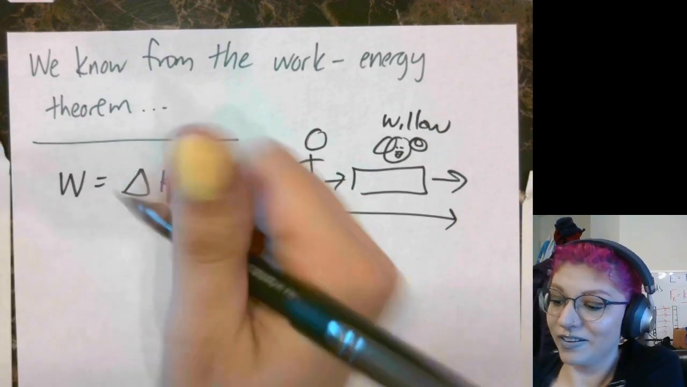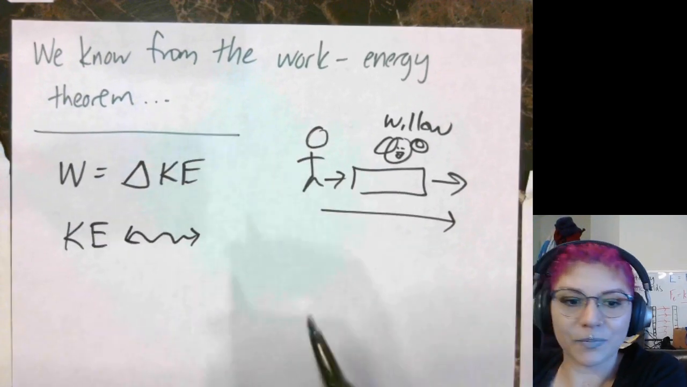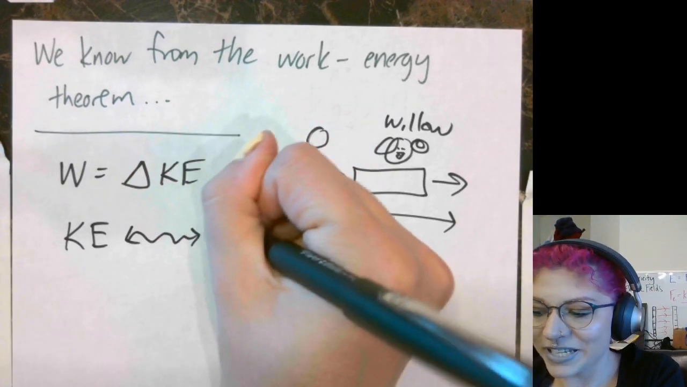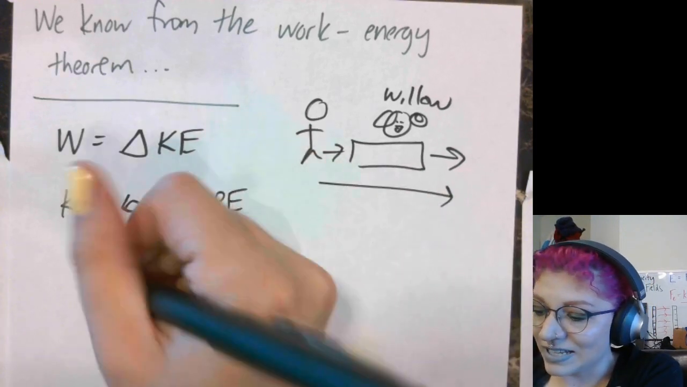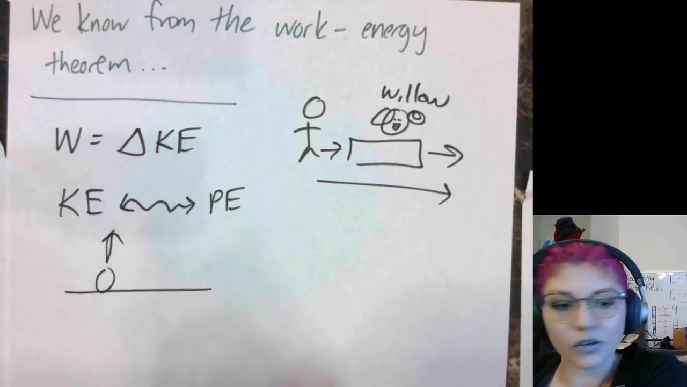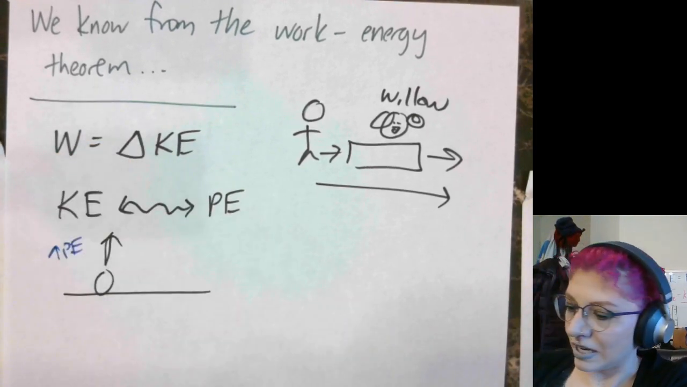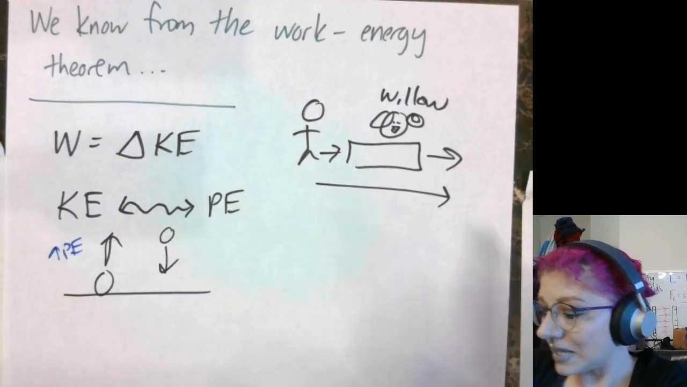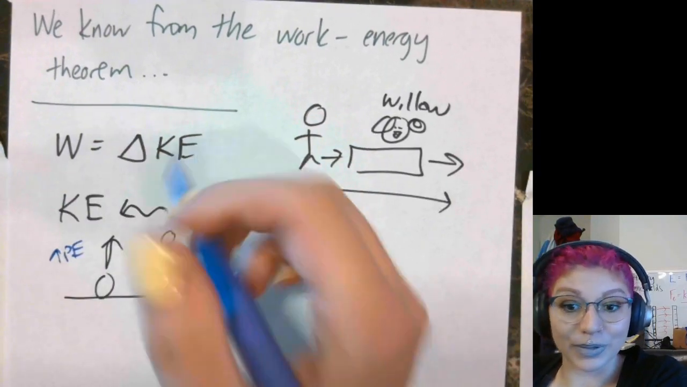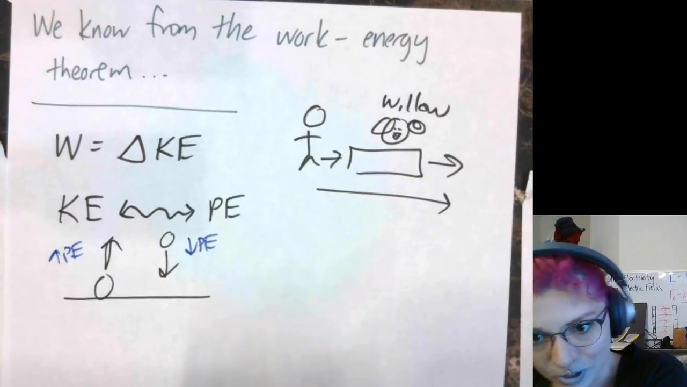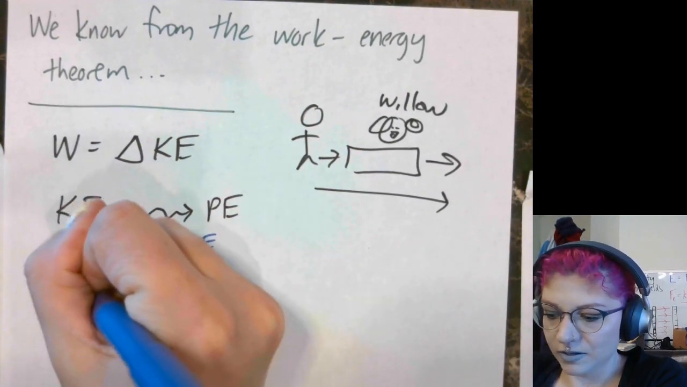But we know that kinetic energy is directly related, well, inversely related to potential energy, right? So think about that tennis ball. As that tennis ball goes up, we gain potential energy. And as that tennis ball comes down, we lose potential energy. But again, when we lose that potential energy and that ball's falling to the ground, we increase kinetic energy, right? And vice versa.